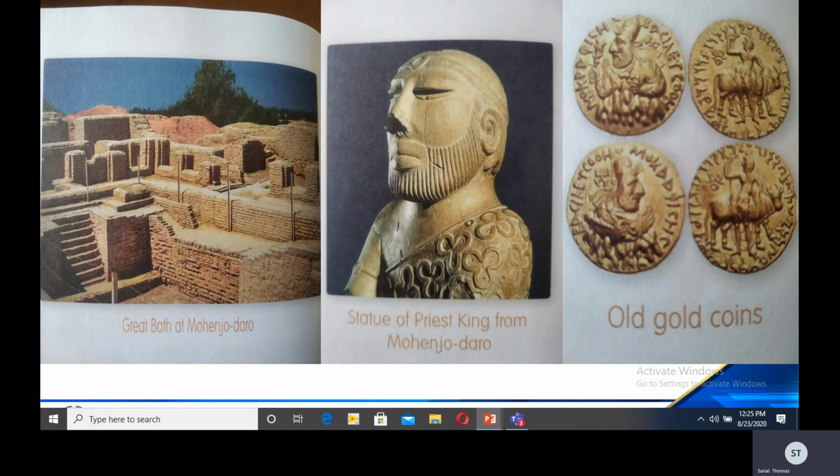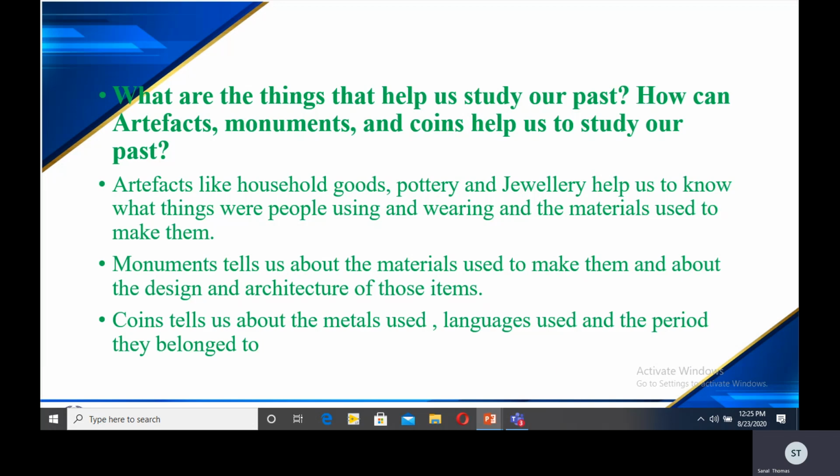Also you can see the great bath, that shows the excellent designing and architecture of those times and tells us that public baths were present then. So this much information we are getting from these artifacts, monuments and coins. Then what are the other things that help us to study our past? How can artifacts, monuments and coins help us to study our past?